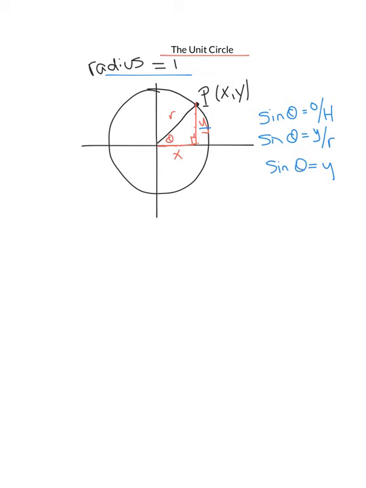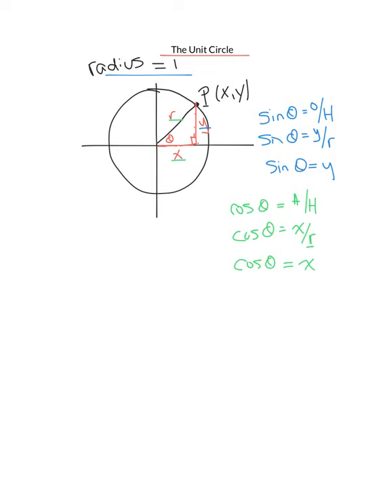I can do the exact same thing. I can say cos of theta is equal to adjacent over hypotenuse. Cos of theta is equal to, my adjacent is x over my hypotenuse is r. Since my radius is 1, I can say cos of theta is equal to x.